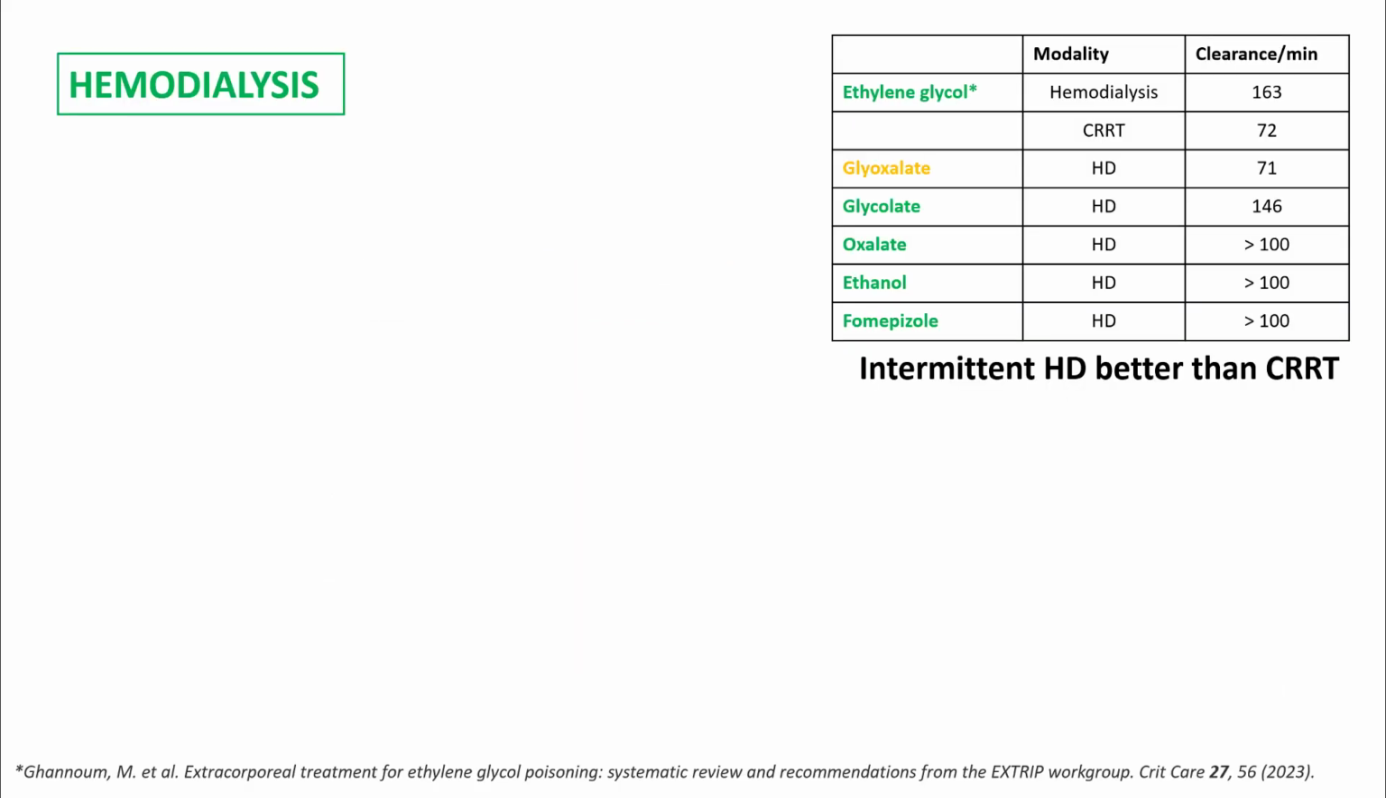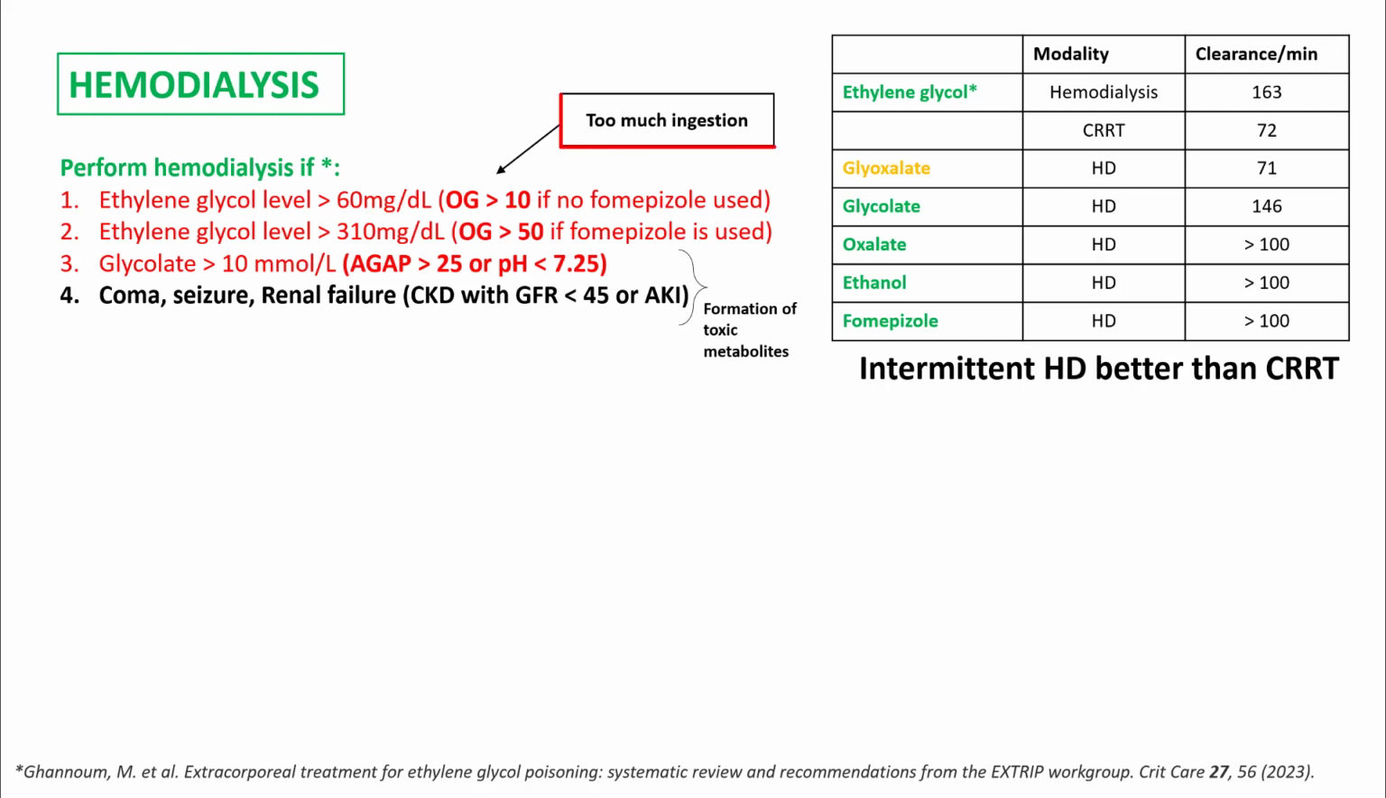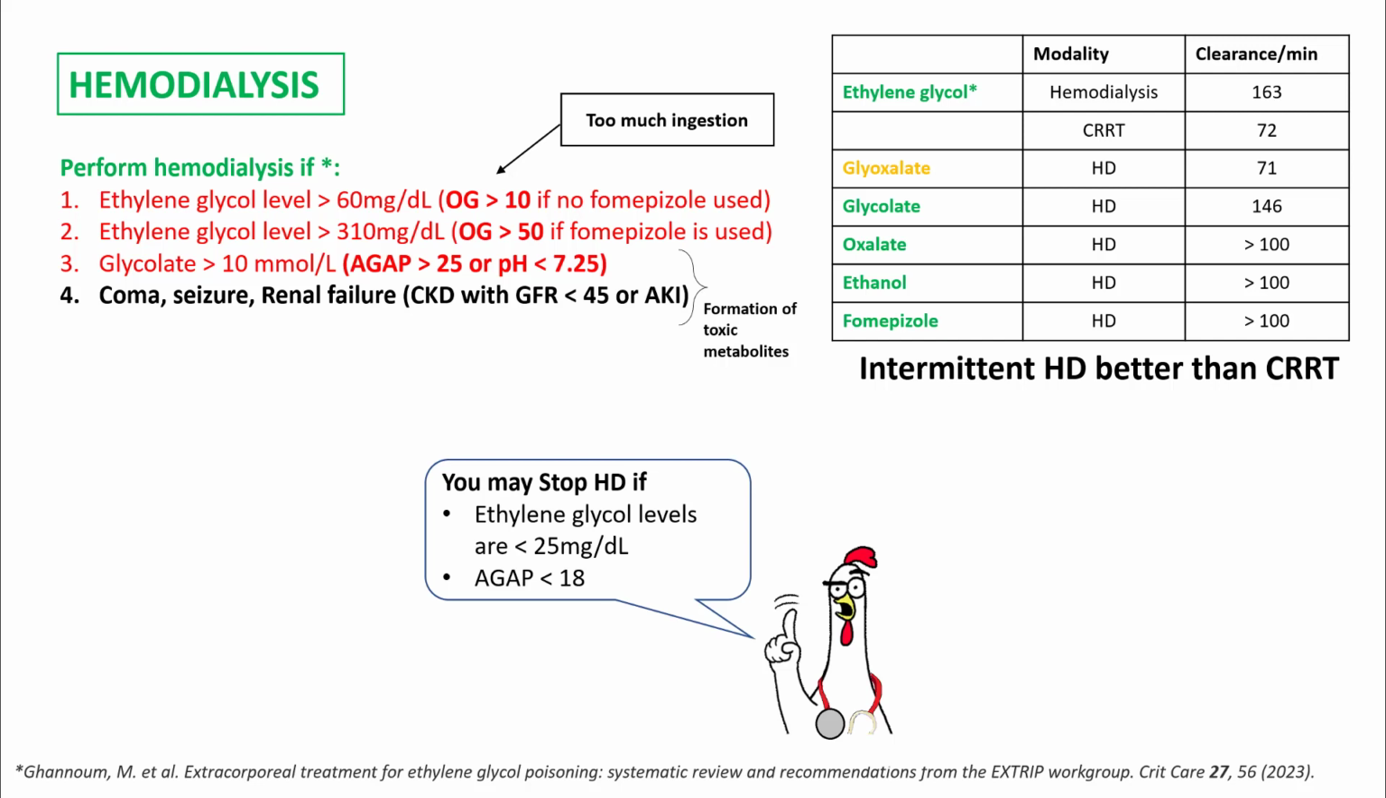Most of the compounds in this reaction are dialysable. Again, intermittent hemodialysis is better than CRRT. So think about hemodialysis if there is too much ingestion, that means your osmolar gap is more than 10 if no fomepizole is used, or osmolar gap more than 50 if fomepizole has been used. Or you can have formation of toxic metabolite, which will be seen if your anion gap is more than 25 or pH less than 7.25. Patients with coma, seizures, and renal failure should also undergo hemodialysis. You may stop hemodialysis once ethylene glycol levels are less than 25 mg per dl or anion gap falls less than 18.